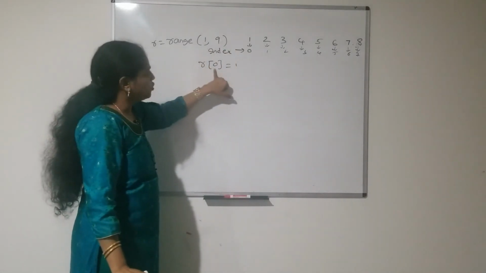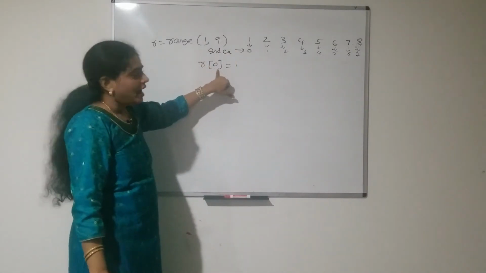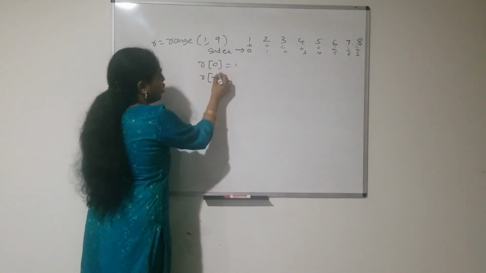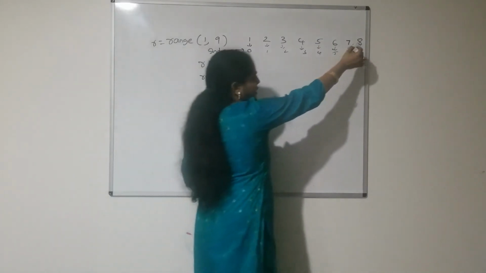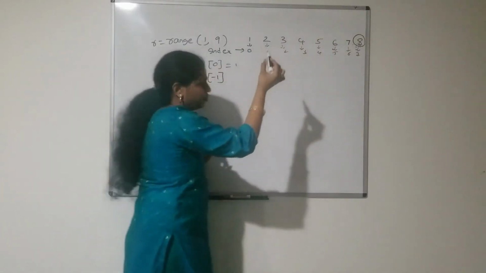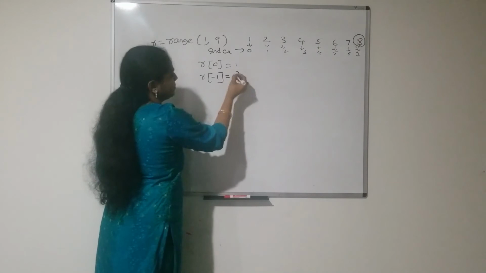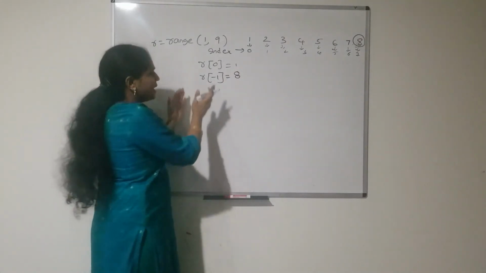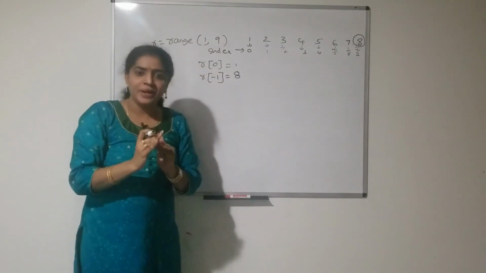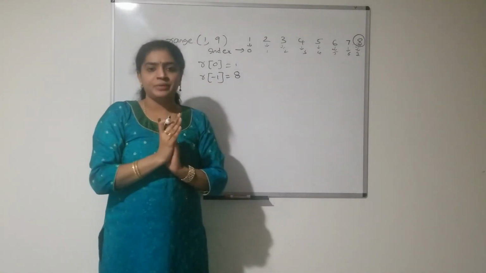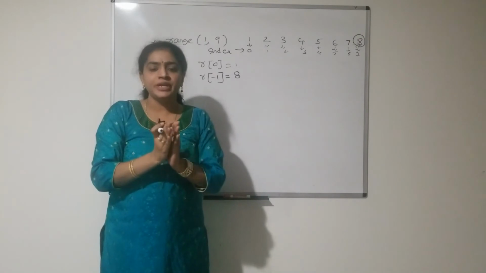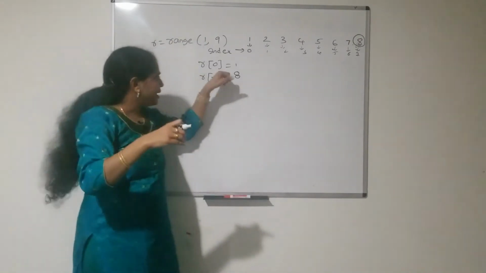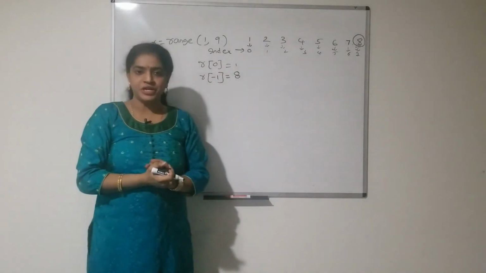So R of 0, in the 0th index I have the value of 1. Similarly, R of minus 1, always the minus 1 means the last element index value. So R of minus 1 is 8. That means I can perform indexing operation on range data type, because order is important in range data type. That means insertion order is preserved in range data type. So I can perform indexing operation on range data type.